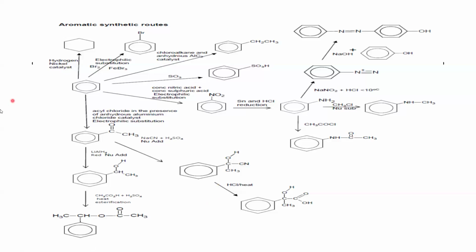If you use a chloroalkane, like if I want a carbon chain to be attached, if I need a methyl, I need methyl chloride. If I need an ethyl group attached, I need ethyl chloride and the catalyst AlCl3. So this carbon chain will be attached to the benzene ring. I can use fuming sulfuric acid, so the product will involve sulfur trioxide. If I use concentrated nitric acid and sulfuric acid, it will produce nitrobenzene.